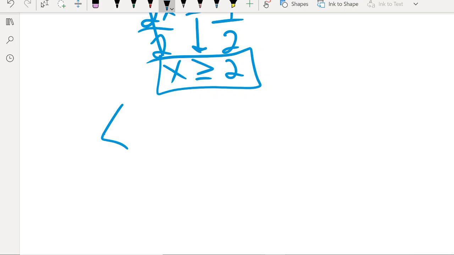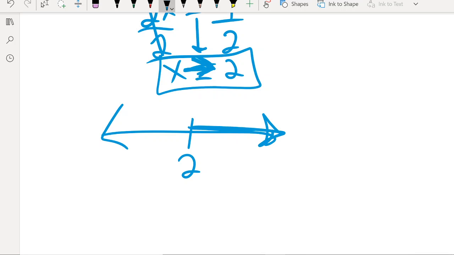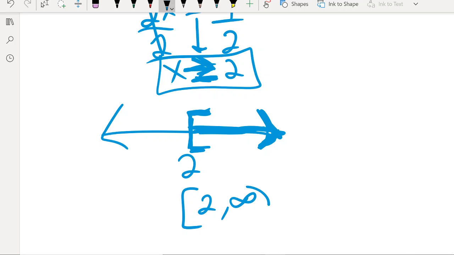Okay, and then real quick, number line. Step 1, make the number line. Step 2, put the number on it. Step 3, figure out which way your arrow goes. Right, my arrow goes right, so I shade right, shade in that direction from the number, and then I put a bracket or a parentheses. It's an or equal to, so I put a bracket. Okay, and that's it. So literally, bracket 2, comma, infinity.